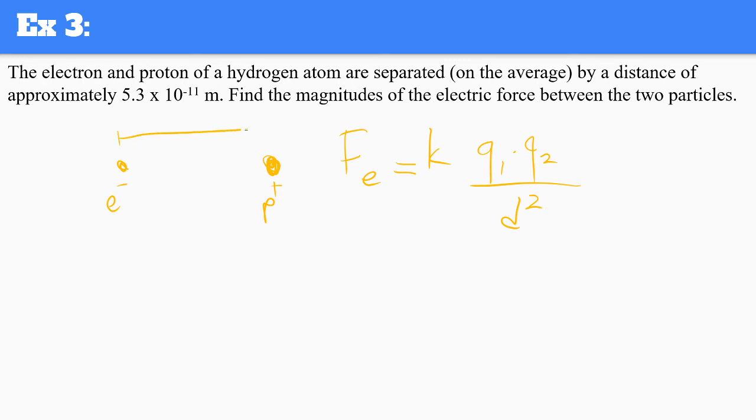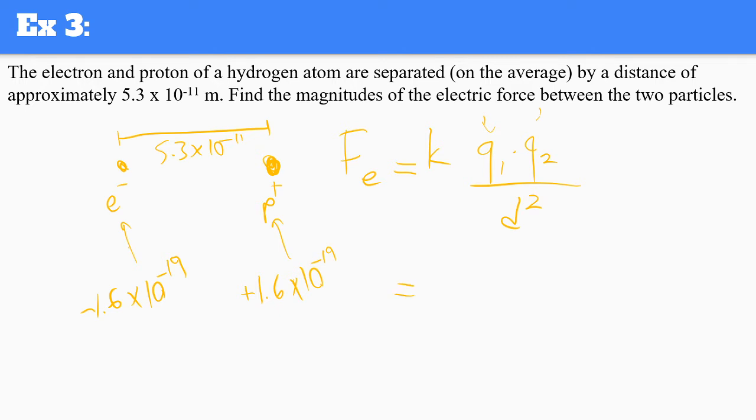So the distance in between them is given. It's 5.3 times 10 to the power of negative 11. So we are talking about electron and proton. So we definitely know the charge for both. Charge for both is the same, and it is 1.6 times 10 to the power of negative 19. This is negative, this is positive, but remember, positive, negative doesn't really matter. It is just an absolute value. So I didn't put the absolute value in here, but you have absolute value over there.